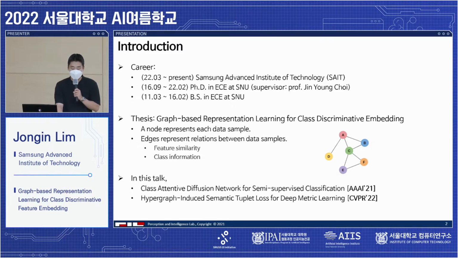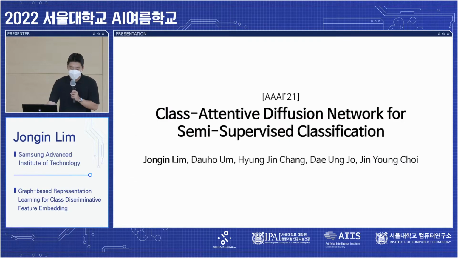My motivation is that leveraging the relational information between data samples through graph modeling can improve the quality of the learned feature representations. In this talk, I'd like to share two of my recent works, which were published in AAAI 21 and CVPR 22, respectively. First, I'm going to talk about class-attentive diffusion network for semi-supervised classification.